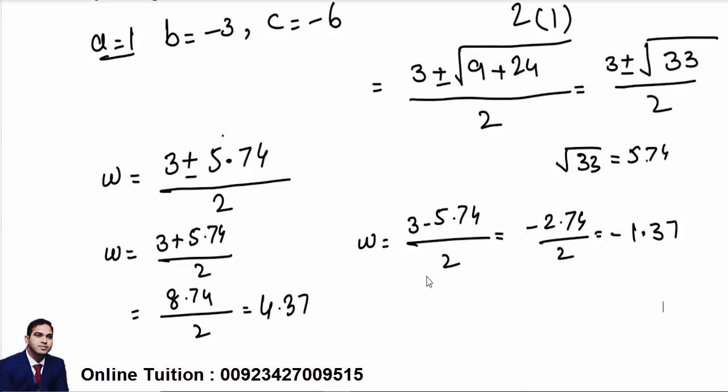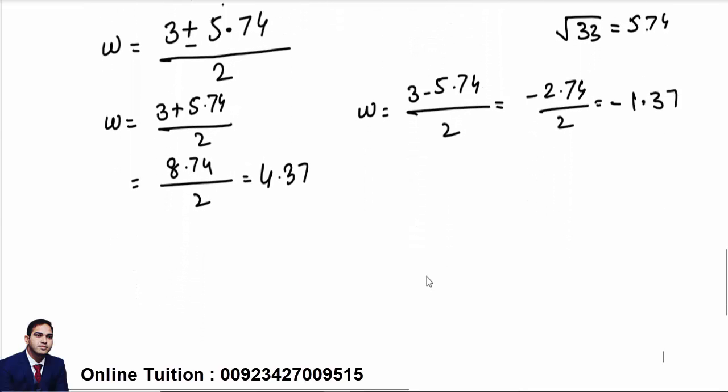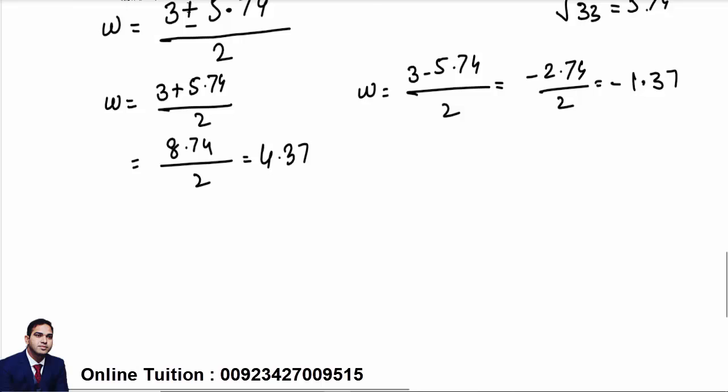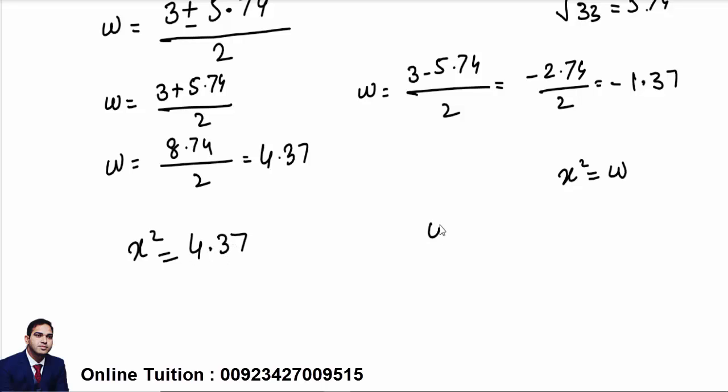We have two values of w, and consider that in the start of the question we put x square equal to w. Now replace w with x square. This is x square, that is equal to 4.37, and this is also x square that is equal to negative 1.37. This is w, this is w. We replace the values. Now take the square root on both sides.